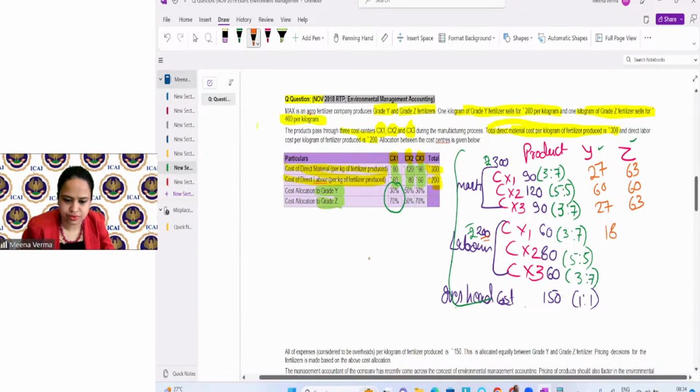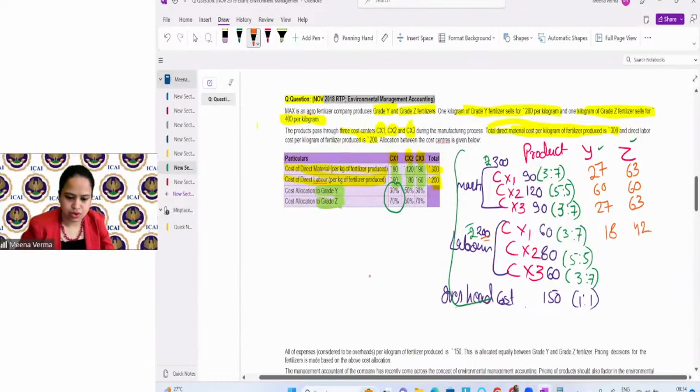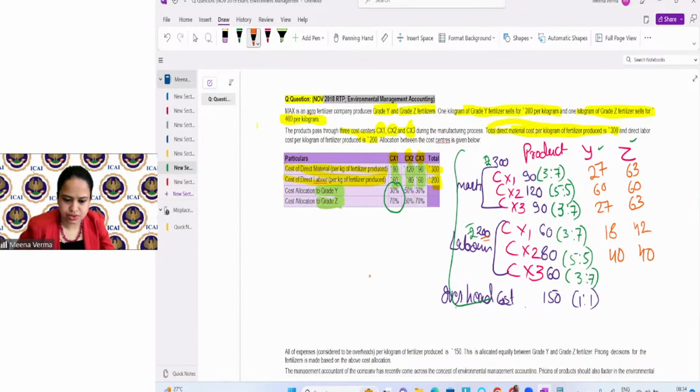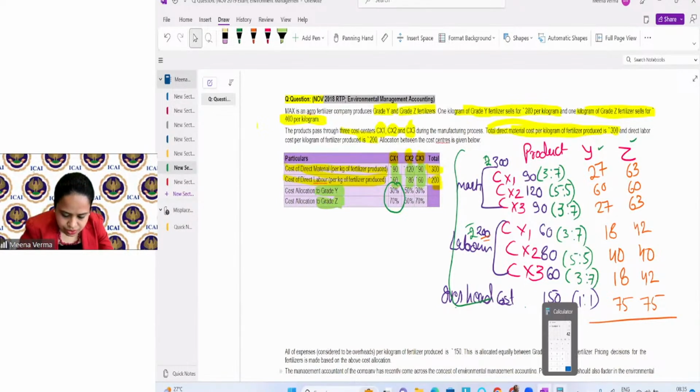18. 42. Okay, this is 40, 40. And this is okay. So these are the, and last one, overhead cost equally 75, 75. Okay, so this is the total cost. You can just add it to find the total cost.